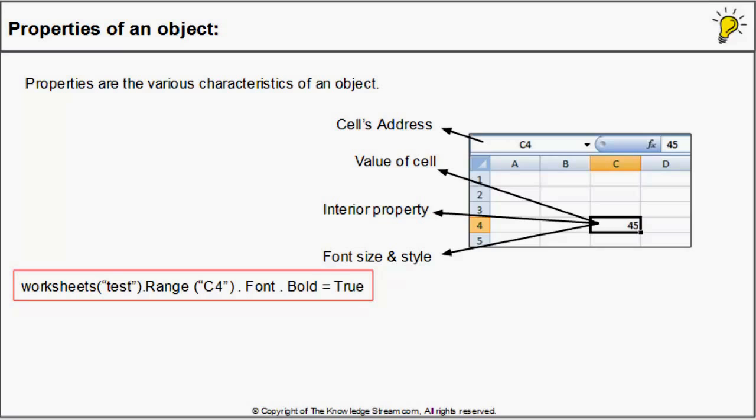Similarly, you can change the font size by typing the address of the cell followed by a dot, the word font, and another dot followed by the word size, then the is equal to sign. Type the desired font number after the is equal to sign. An example is given on the screen.